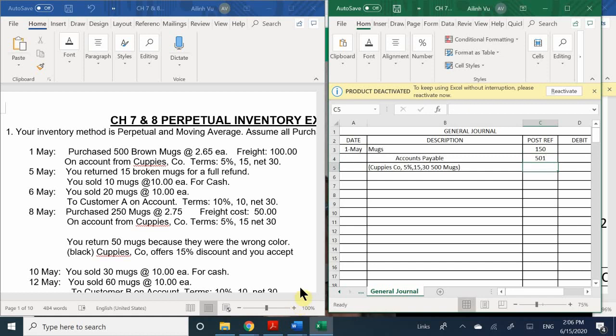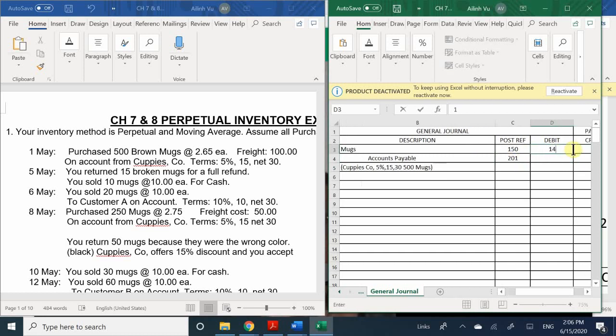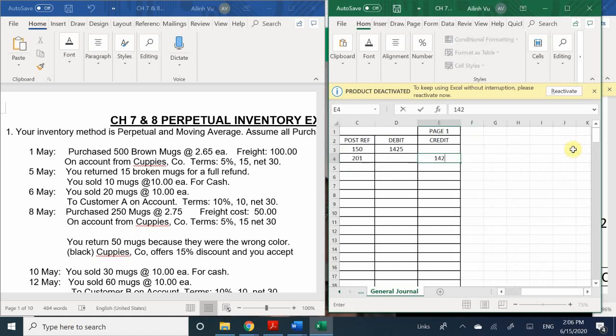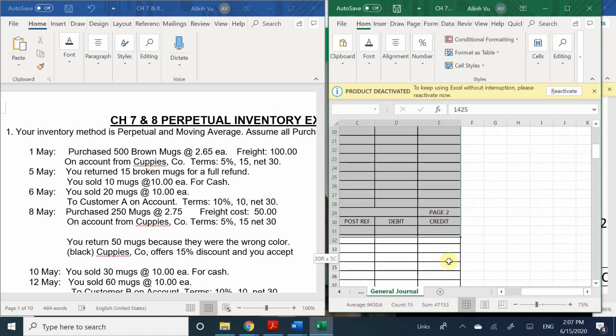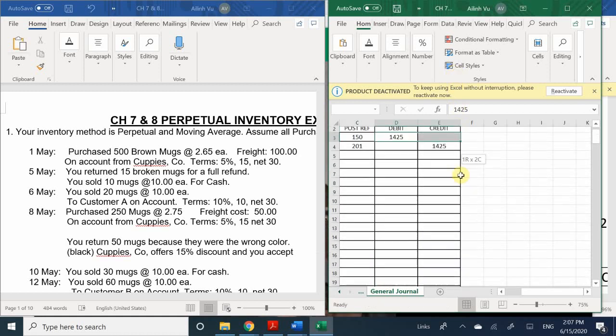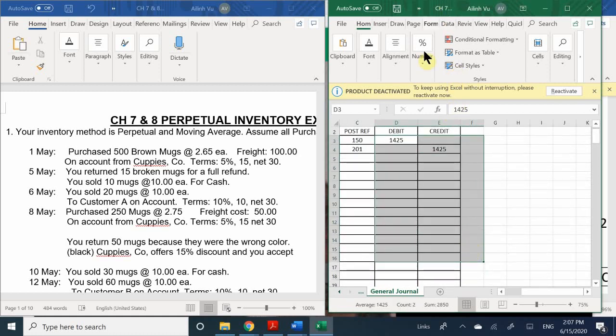Good. And I think I wrote 201. Okay? Debit we know is going to be for 1425, was it? Yes, 1425. And my credit should match it 100%. So these, I'm going to highlight them, and I'm going to make sure that they are under this.